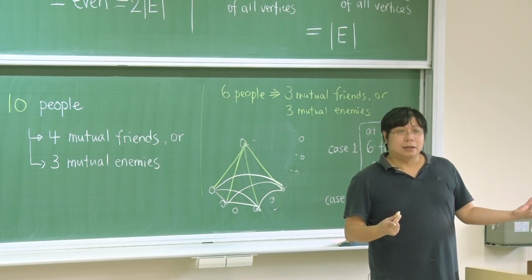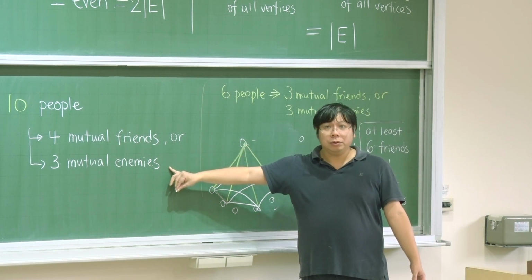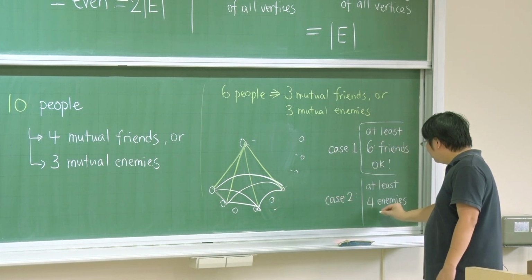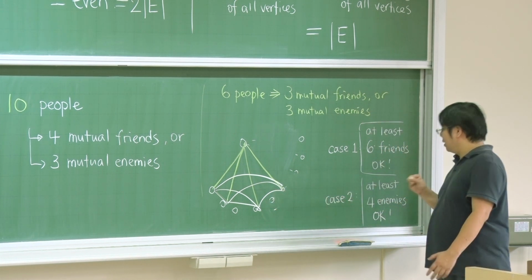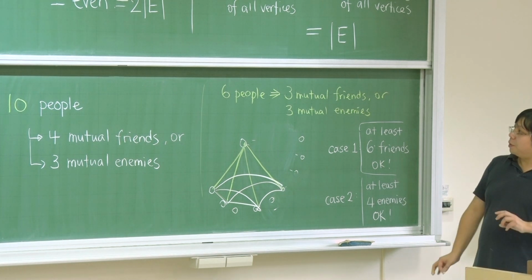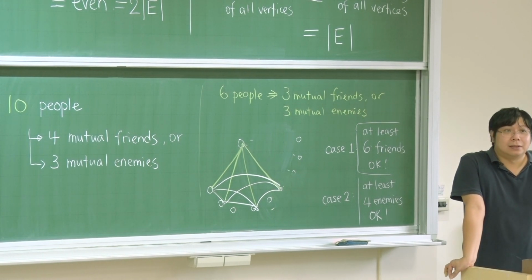Is that okay? So it forces us, if we don't find any 3 mutual enemies in case 2, we must have 4 mutual friends. So this is also okay. So when we have 10 people, we must always have 4 mutual friends or 3 mutual enemies.